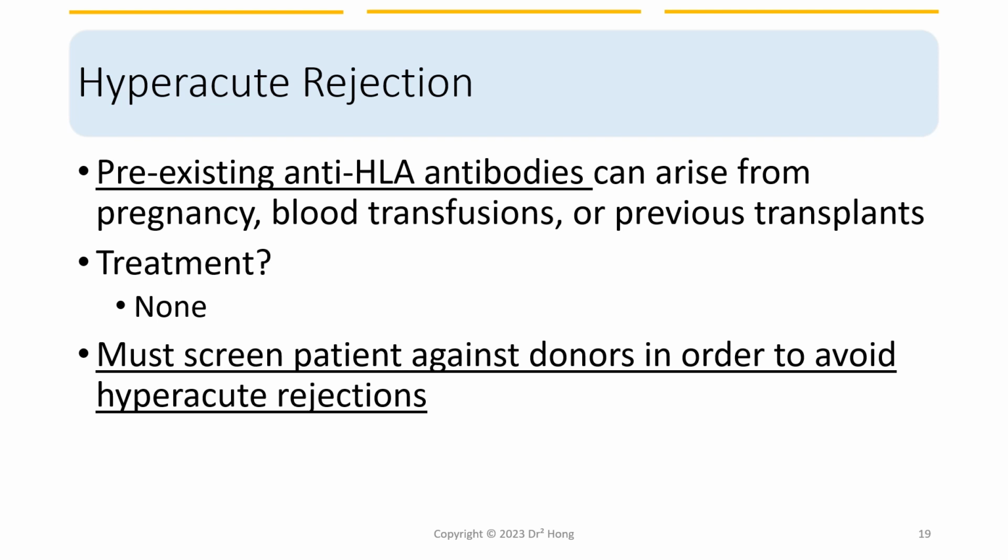Pre-existing antibodies can come from pregnancy, blood transfusions, or previous transplantation. There is no treatment for hyperacute rejection because it happens very quickly. So the idea is to prevent this type of rejection from happening by doing a very thorough screening before the transplantation procedure.